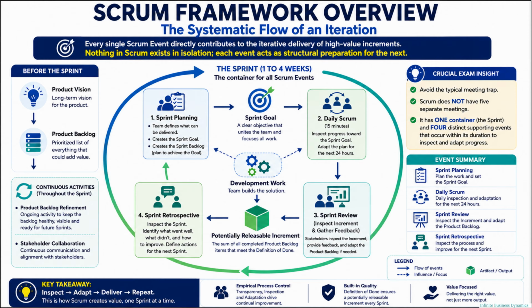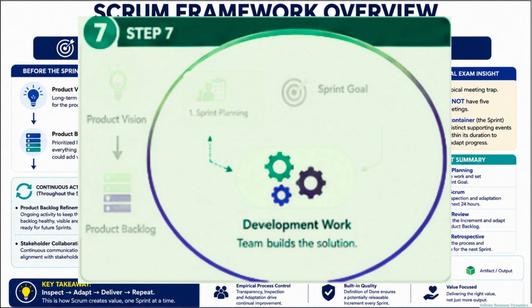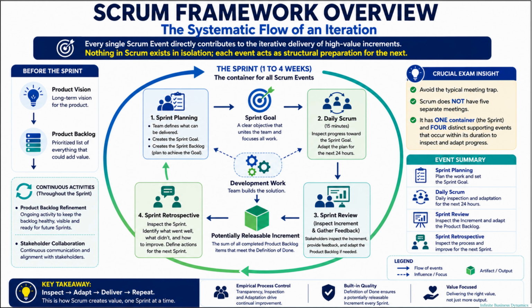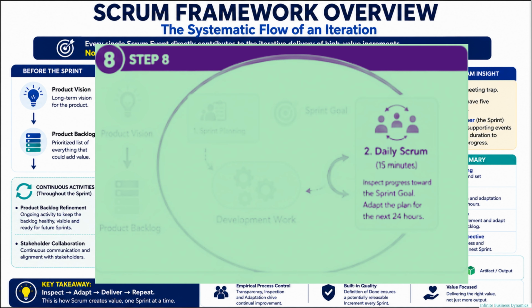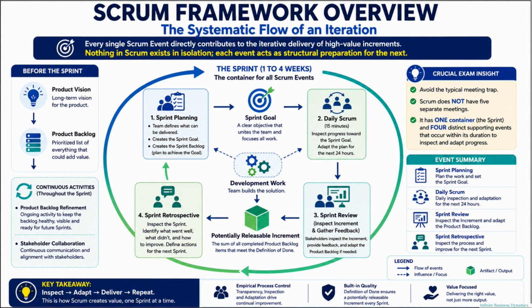After planning, the team performs the development work. Every day, the developers conduct the Daily Scrum. This is a 15-minute event where they inspect progress toward the sprint goal and adapt their plan for the next 24 hours. The Daily Scrum is not a status meeting for management. Its purpose is to help the developers coordinate their work and keep the sprint on track.